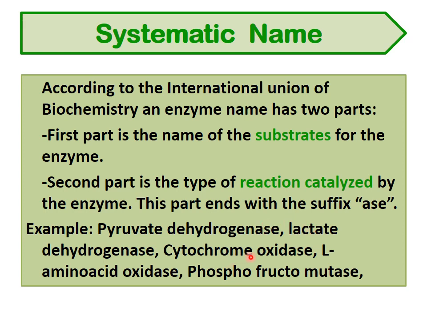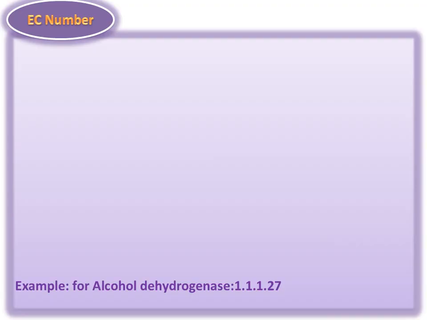In the same way, in cytochrome oxidase, first is cytochrome, that is the substrate, and the reaction is oxidation, that's why it is oxidase. In L amino acid oxidase, L amino acid is the substrate and oxidase is a type of oxidation reaction. In phosphofructomutase, fructose phosphate is the substrate and mutase is the epimerization reaction.